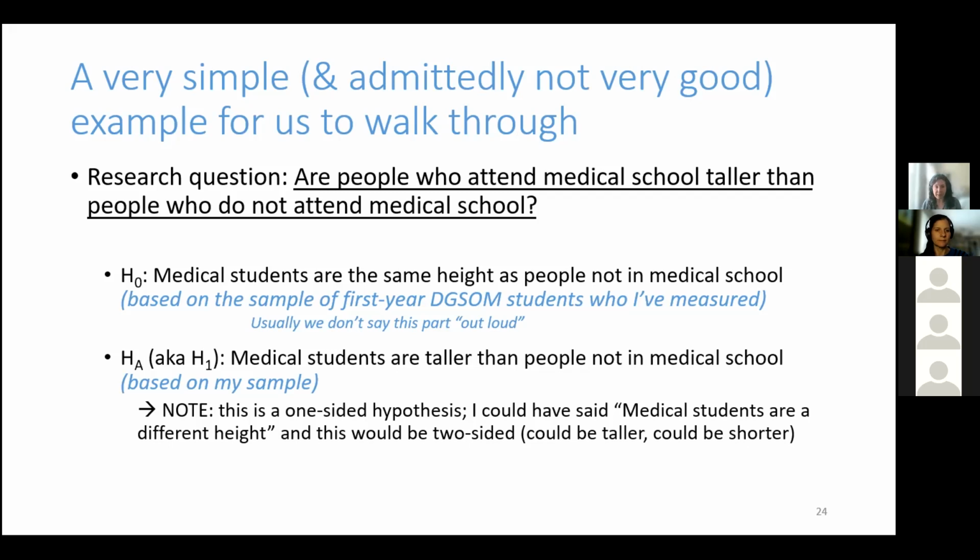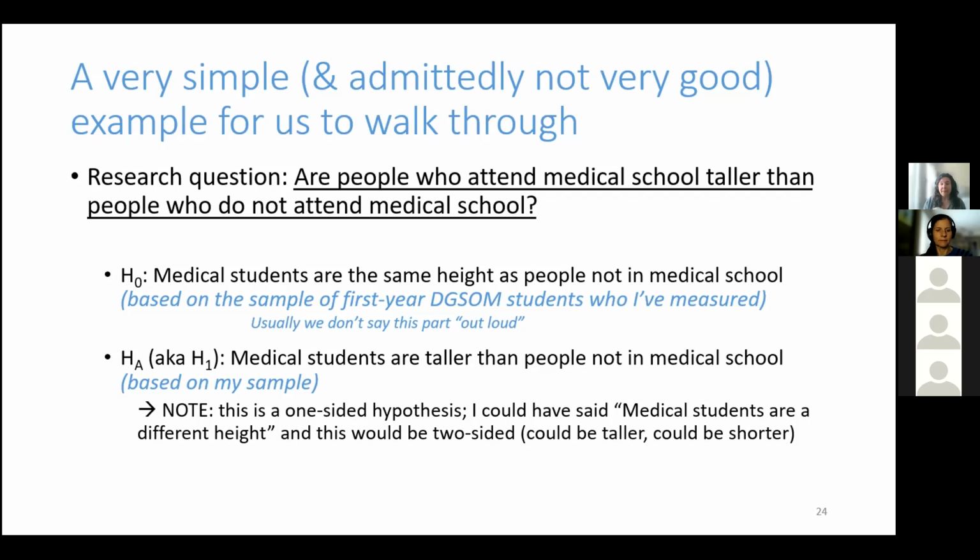And your alternative hypothesis, which is sometimes noted as HA for alternative, or sometimes as H1, as the flip side of H0, is medical students are taller than people not in medical school. Again, I don't say this part out loud, but based on my sample of first-year DGSOM students who I've measured.